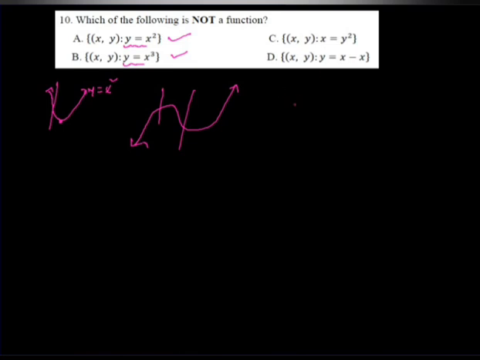Coming to c, this is not a vertical parabola. The graph of the function in c will be a horizontal parabola which is opened to the right. So we can cross this graph by a vertical line at more than 1 point. Therefore, this is not a function. So c can be the answer. Y is equal to x minus x means y is equal to 0. Y is equal to 0 is a horizontal line, the x-axis. So you cannot cross the x-axis at more than 1 point by a vertical line. So the answer for question number 10 will be C.